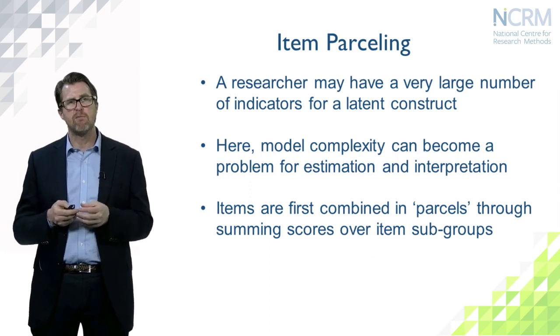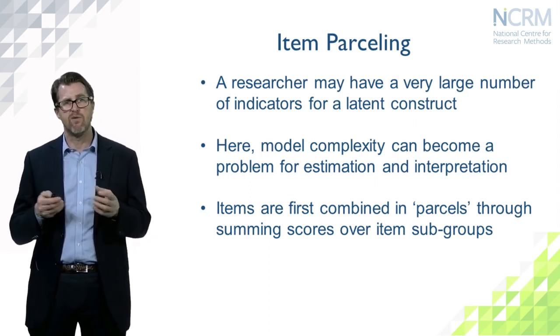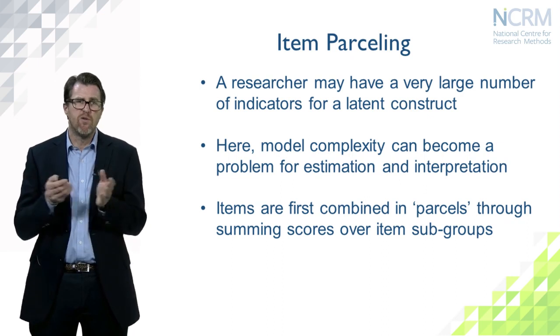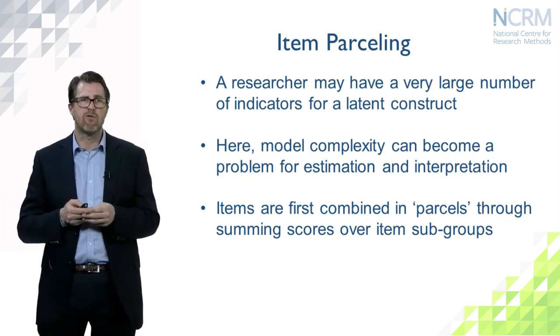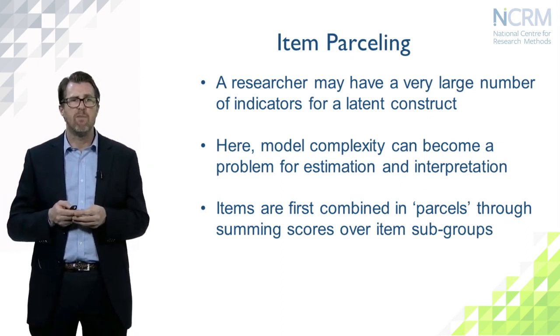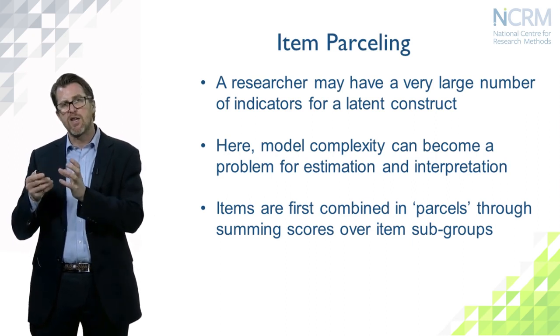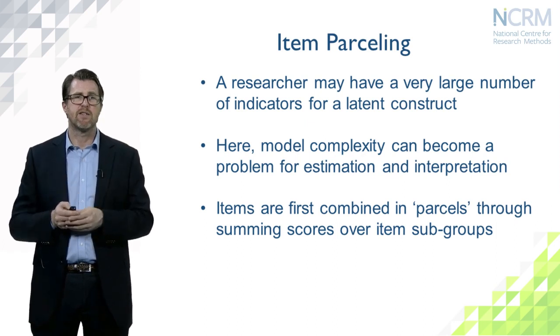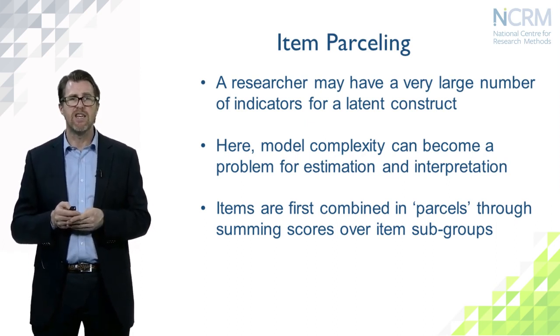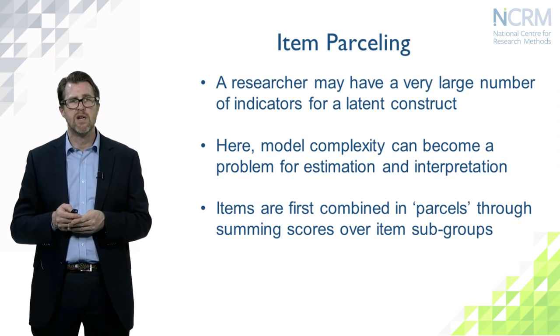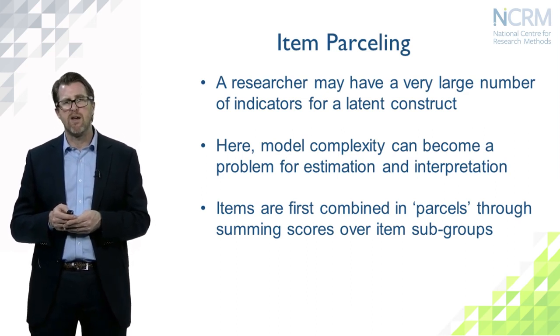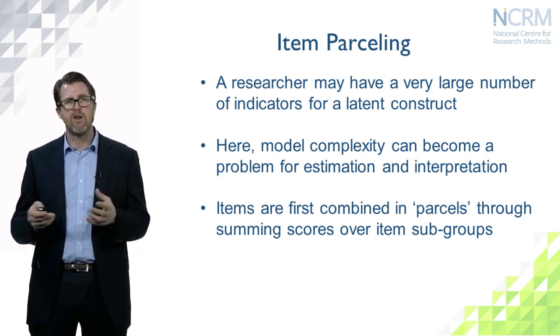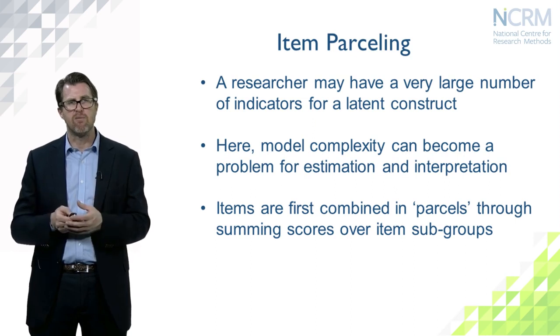So when in this situation, researchers will sometimes use an approach called item parceling, which is a first stage of taking summed scores, adding up the scores for those large numbers of items, or for subsets of those items. And then those subgroups of parceled items, of summed scales, act as the observed indicators for the latent variables. So this is a parsimonious way of treating rather complex data.